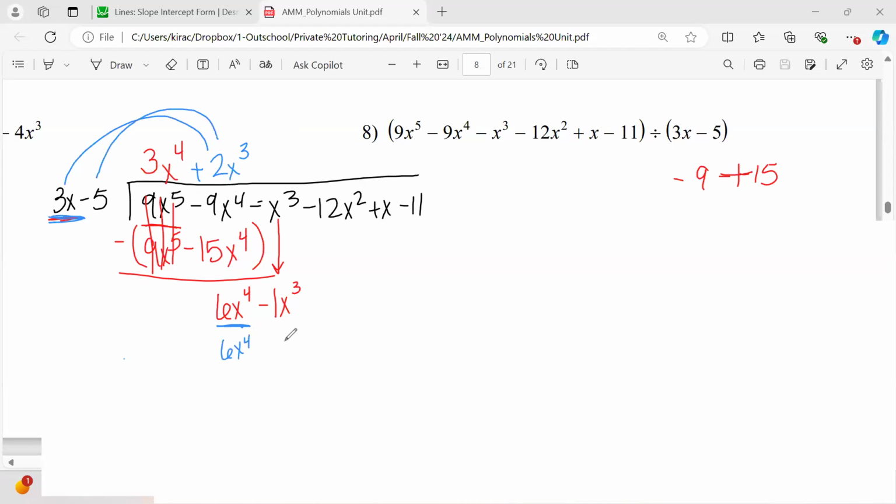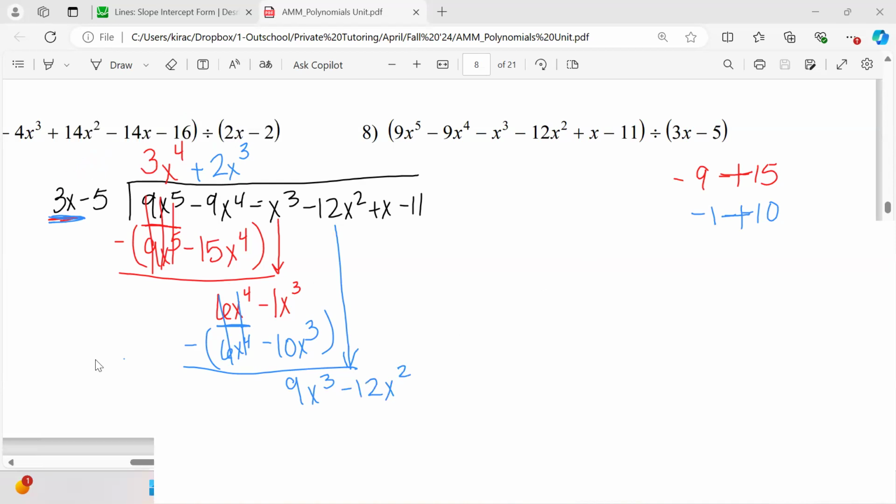This guy gets to come to be negative 10x cubed. Subtract. First guy cancels out. Careful, this is negative 1 minus negative 10. Turns to plus, and we get 9x cubed, and we drop down. Go again. We need 3x to be the new first component. 3 times 3 would get us 9, and then he needs 2 more x's to get up to x cubed. That would be 9x cubed.